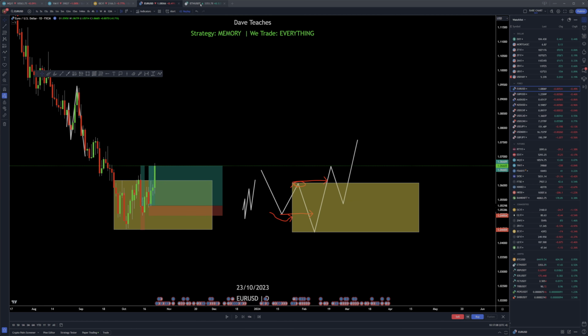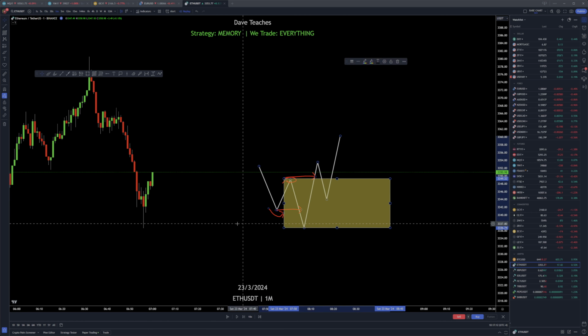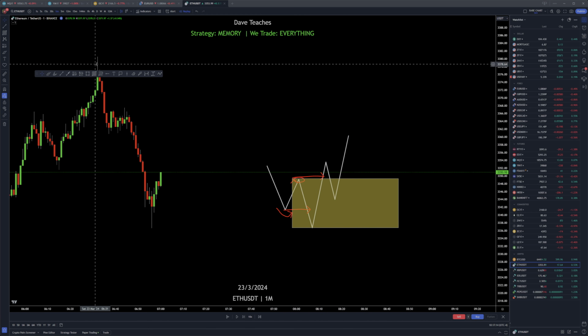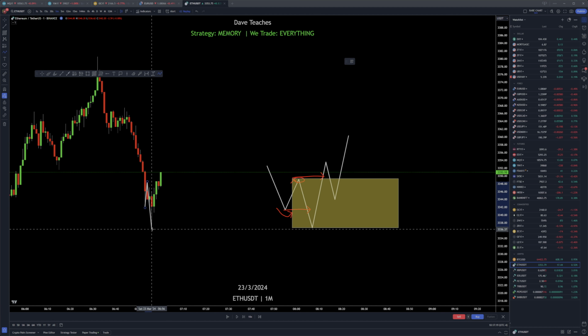And again, I said all assets, right? So let's go over to Ethereum. Now here it is. We have it on Ethereum. That's our same template, right? So what we see is this low. We see this high put in. We put in another low.